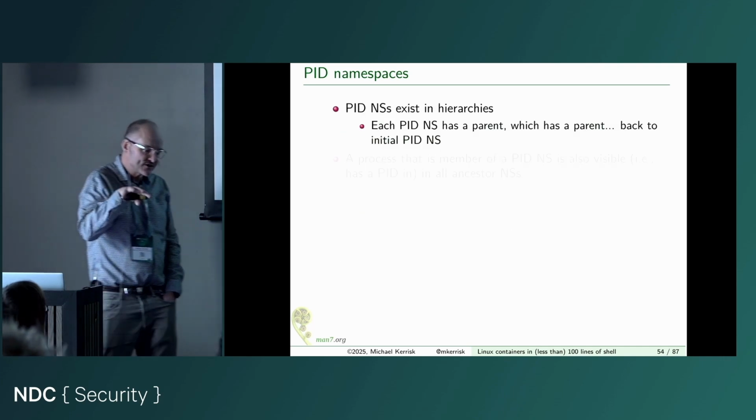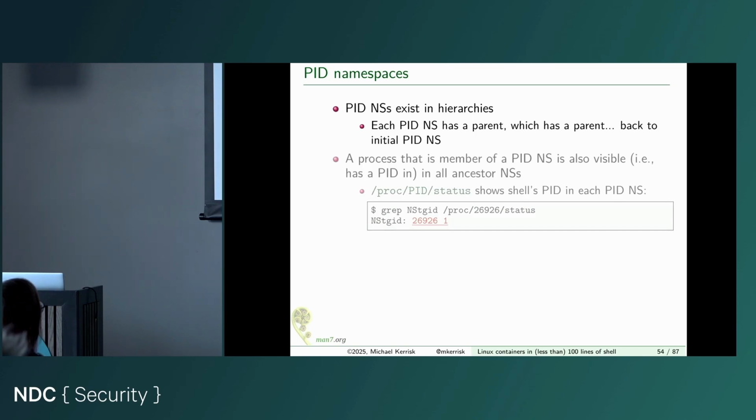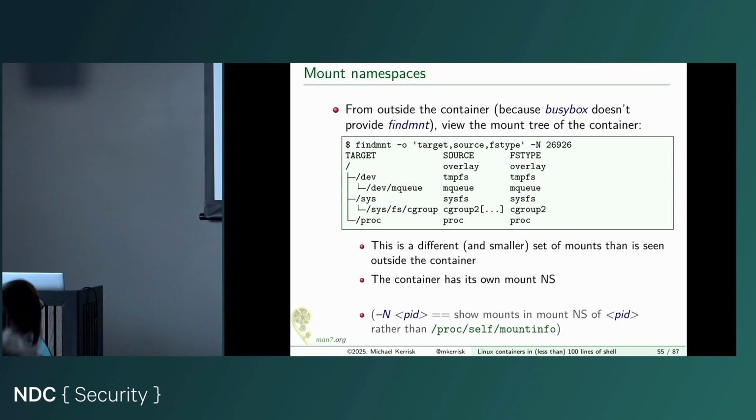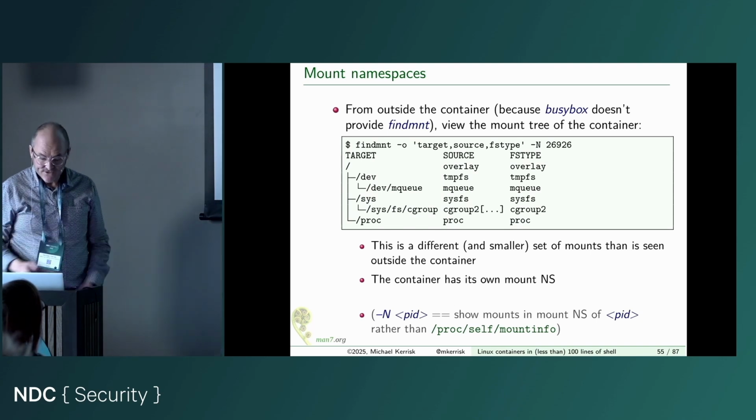And the point here is that PID namespaces exist in a hierarchy. Each PID namespace has a parent PID namespace, which has a parent, and so on, all the way back to the very first PID namespace on the system, which doesn't have a parent. And a process that's in a lower layer PID namespace has a PID in that namespace, but also in the first ancestor, and then the next ancestor, and then the next ancestor. Probably the PID is different in every namespace, but the point is it has a PID in each namespace. And we've also then got the idea that the container, of course, has a file system.